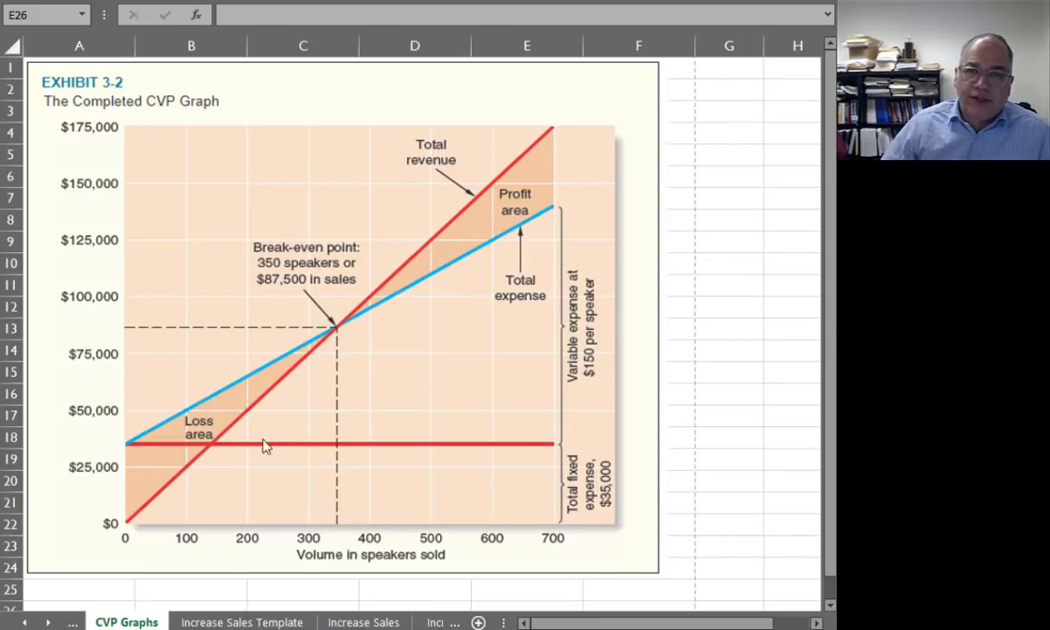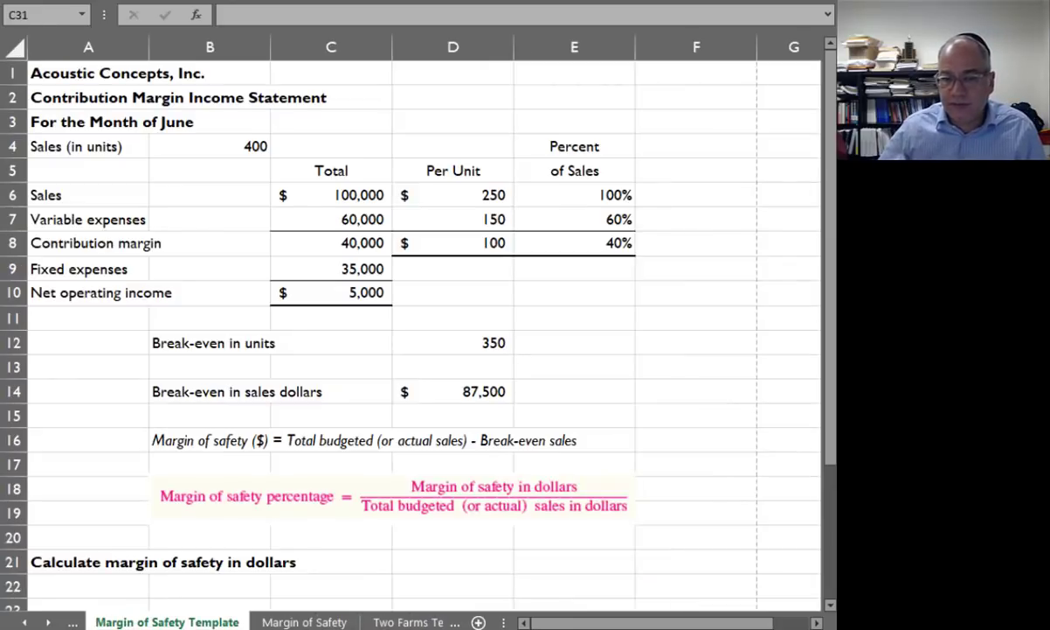Now, ideally, there's something called margin of safety. And margin of safety is how far you are from the break-even point. In other words, if I'm really close, like here, to the break-even point, that's not so good. But if I'm over here, it is good because I have a big margin of safety. Basically, your margin of safety is the distance between the break-even point and wherever you are. So the question is, how do you get there? And there's also a margin of safety percentage.